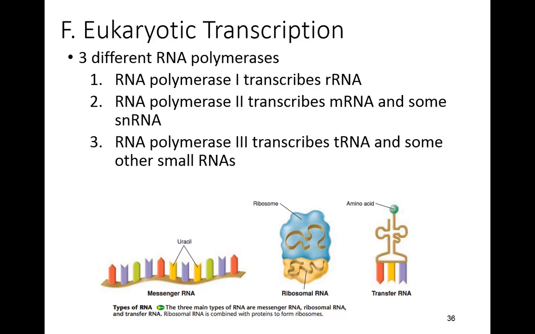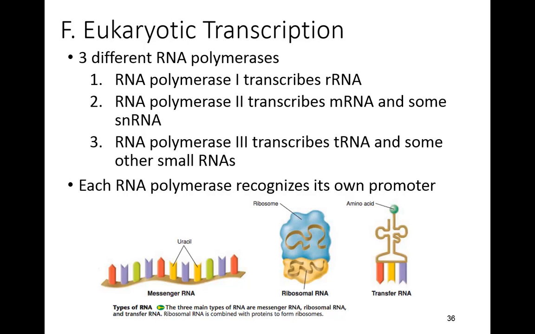Okay, there are 3 different types of RNA polymerases in eukaryotic transcription. They're a little more complicated. RNA polymerase 1 transcribes ribosomal RNA, rRNA. RNA polymerase 2 transcribes messenger RNA and some single nucleotide RNA. And RNA polymerase 3 transcribes tRNA and some other small RNAs.